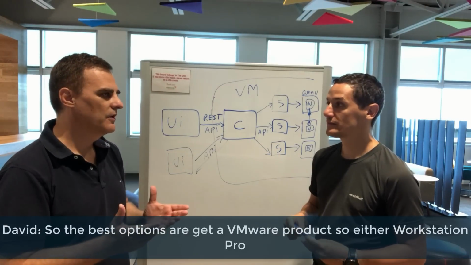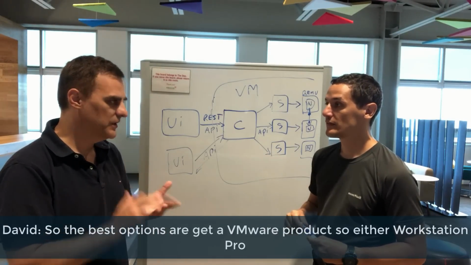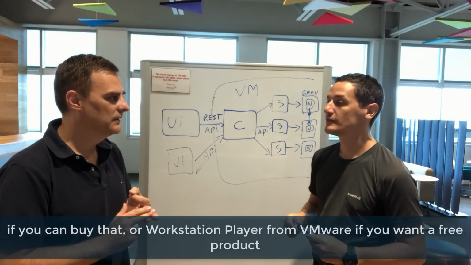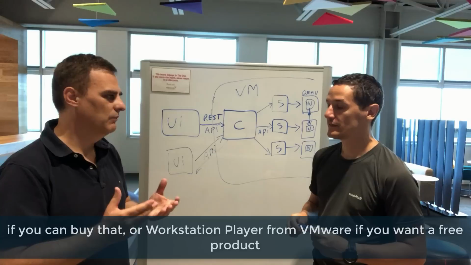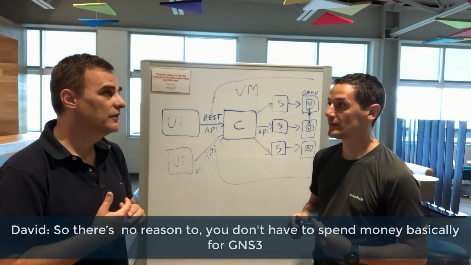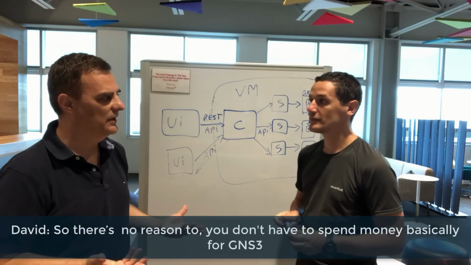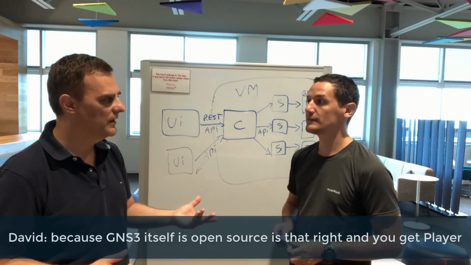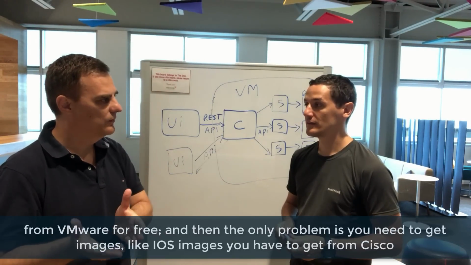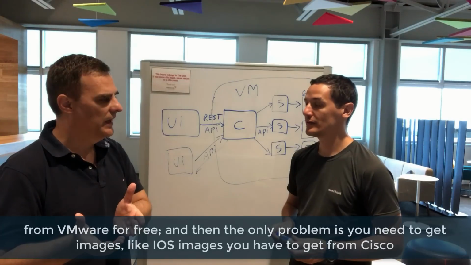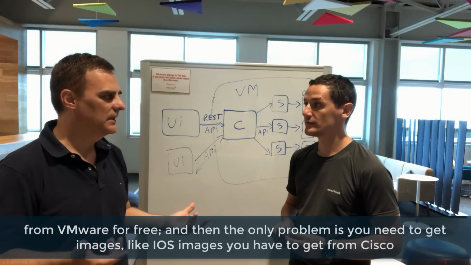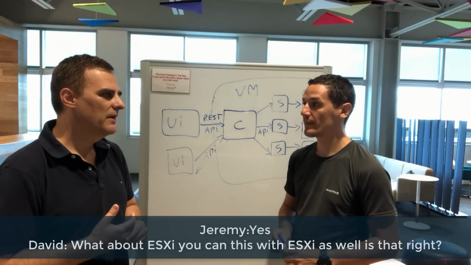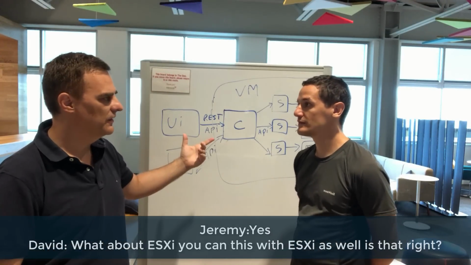So the best option is to get a VMware product, either Workstation Pro if you can buy that, or Workstation Player from VMware if you want a free product. So you don't have to spend money basically for GNS3. No, you don't, because GNS3 itself is open source. Is that right? Yeah. And then you can get Player from VMware for free. The only problem is you need to get images, like IOS images you have to get from Cisco. Yes. Okay. So what about ESXi? You can run this on ESXi as well, is that right?